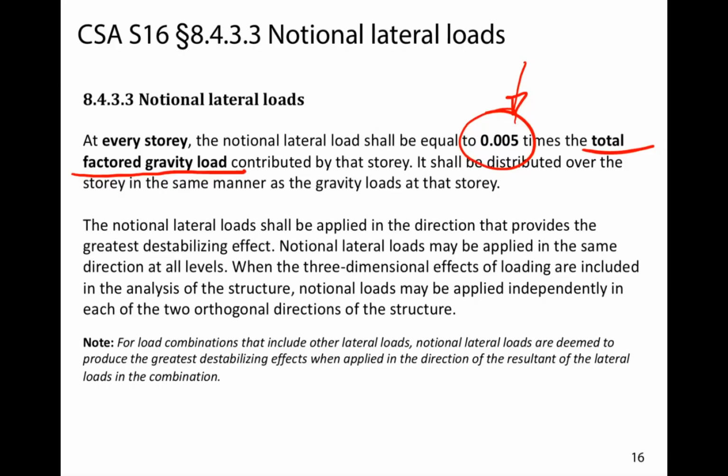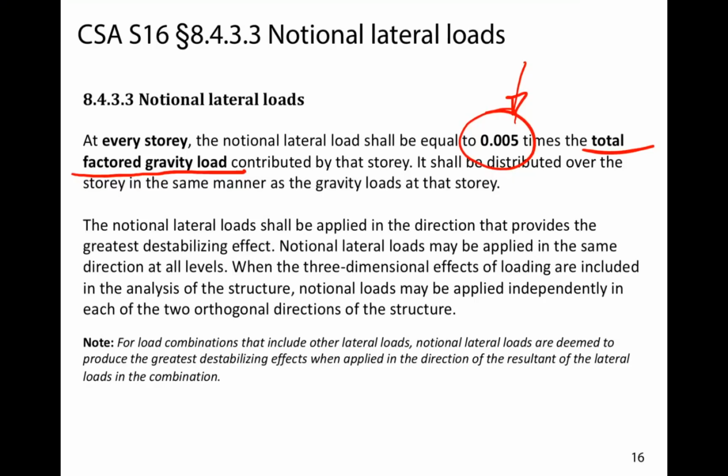Where it says that they must be distributed over the story in the same manner as the gravity loads, it just means you need to consider the relative weights. If you have more load on one side of the floor than the other, the notional lateral load needs to be shifted to the center of that weight, whereas if you have a uniform load, then you can apply it in the center of gravity.